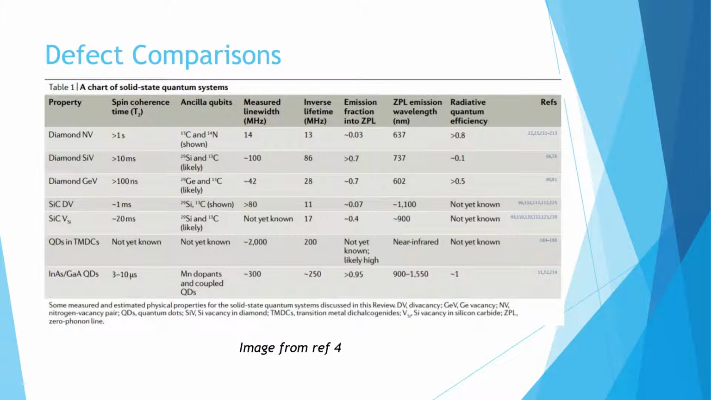You can see that the silicon carbide defects are competitive in many regards. The spin coherence time is good, better than quantum dots, not as good as the nitrogen vacancy center in diamond. And the real advantage to highlight on this page with regard to the diamond vacancies is this zero phonon emission wavelength in the infrared, as I mentioned earlier, that's very good for quantum communication and interfacing with optical fibers.